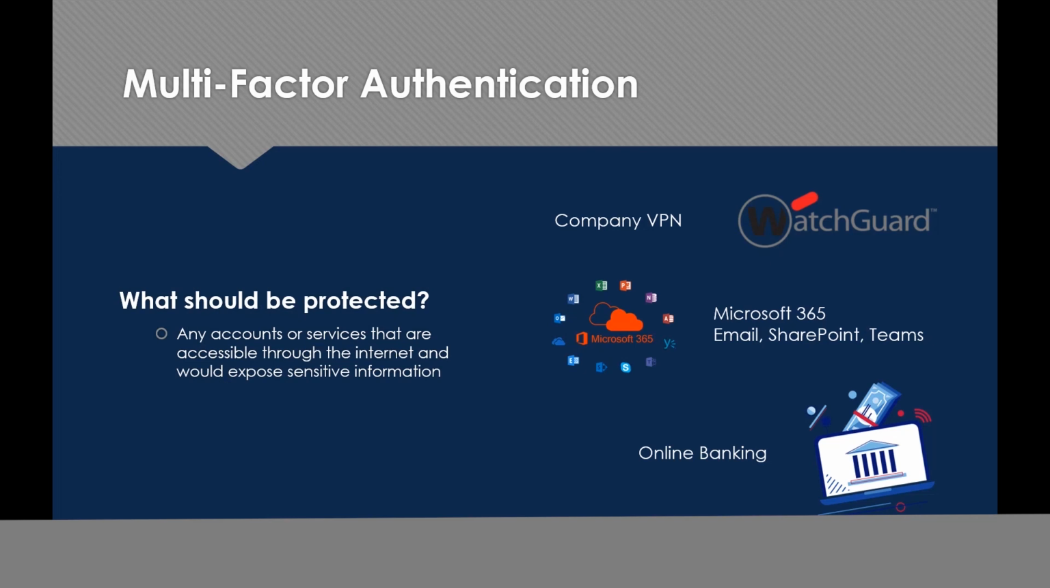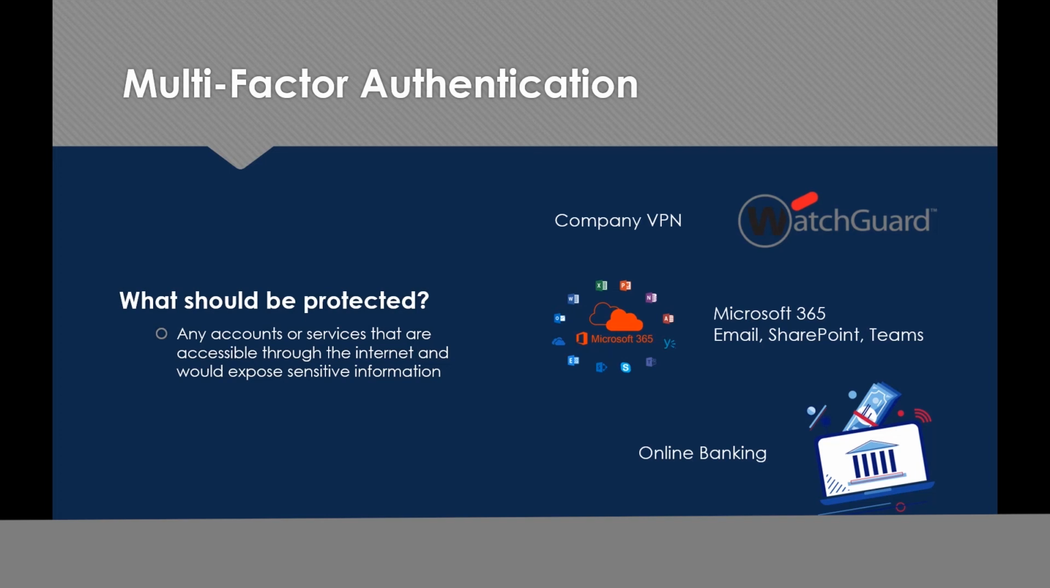So what should be protected with multi-factor authentication? Basically, we just recommend any accounts or services that are accessible through the internet and would expose sensitive information. That would include company VPN. Many of you might have a WatchGuard at your office, and with all the remote work, you use a company VPN to access those resources. So that VPN is open to the internet for people to try to authenticate and connect to your network.